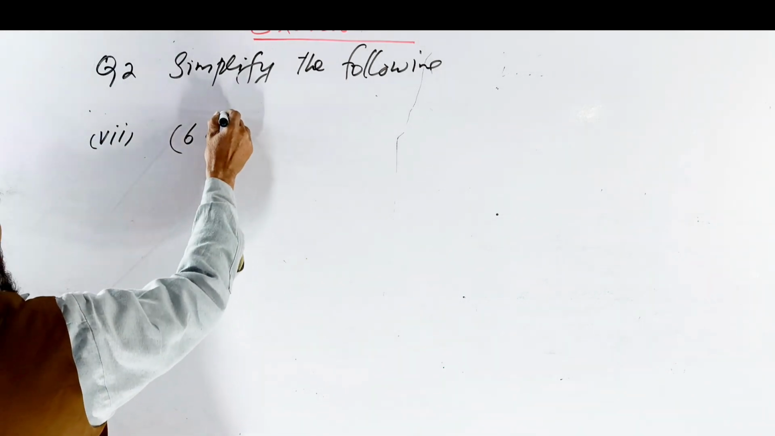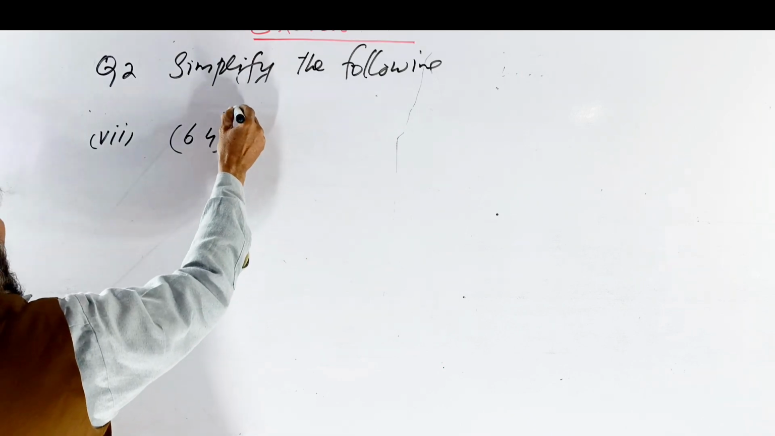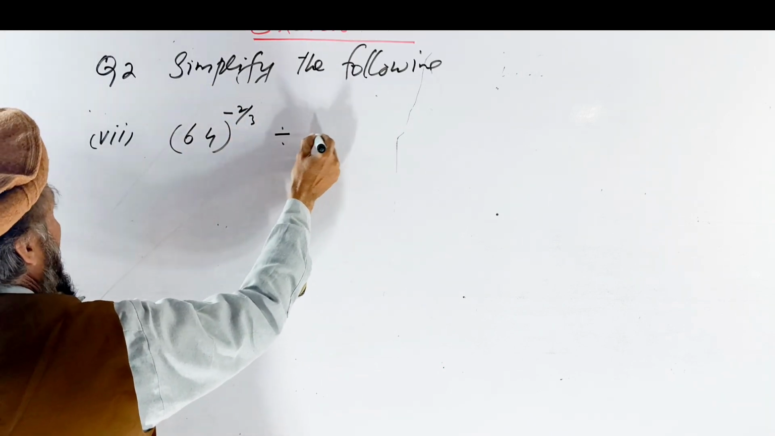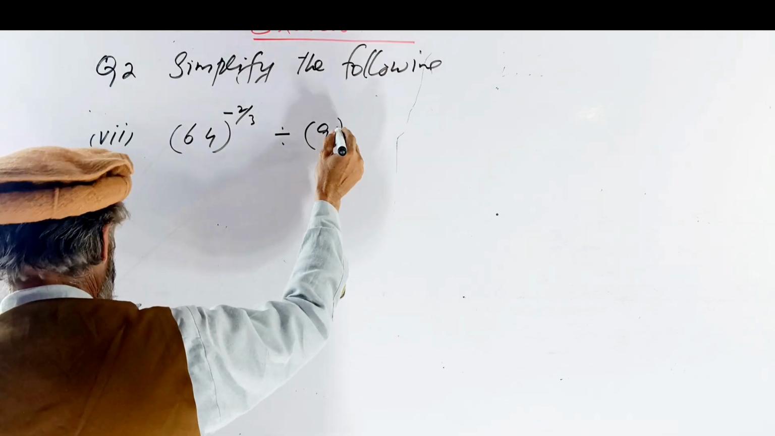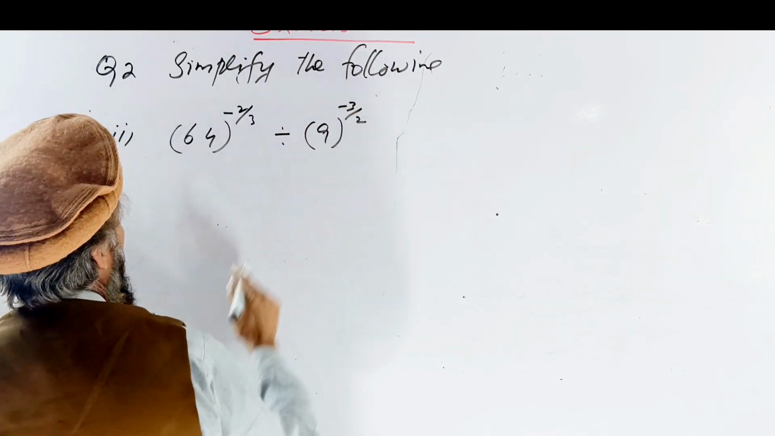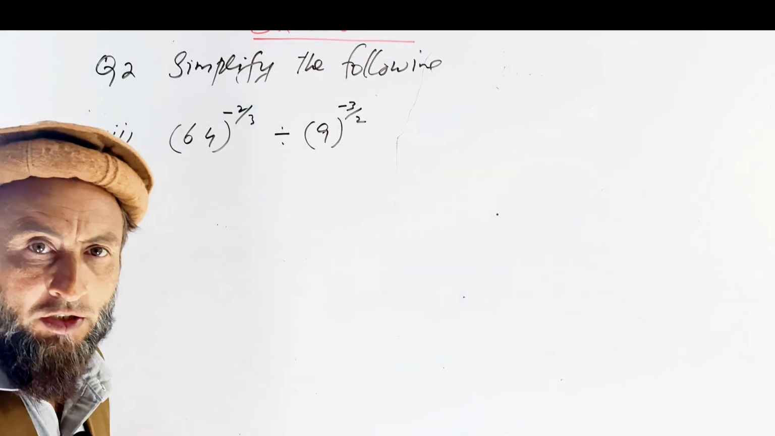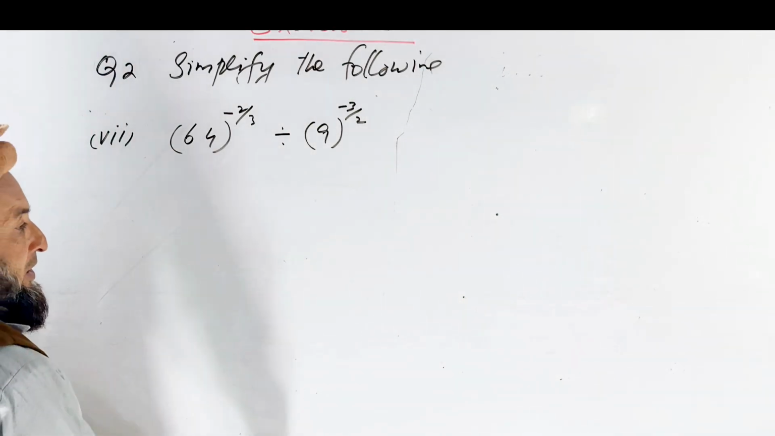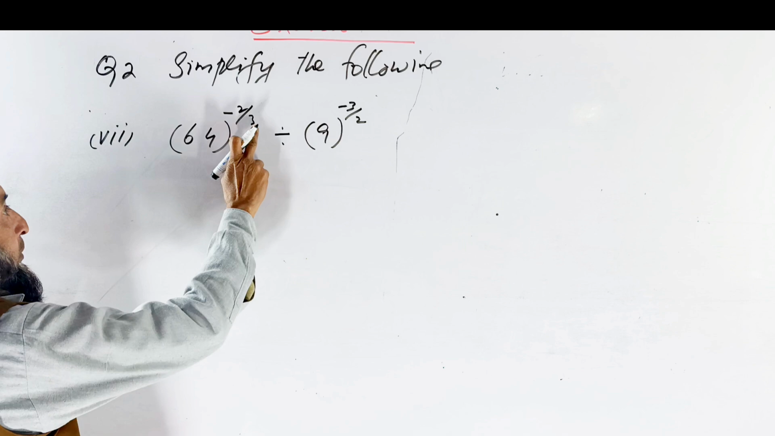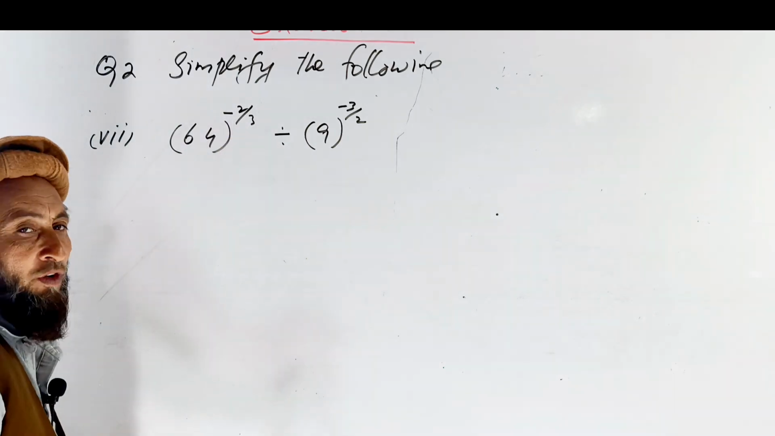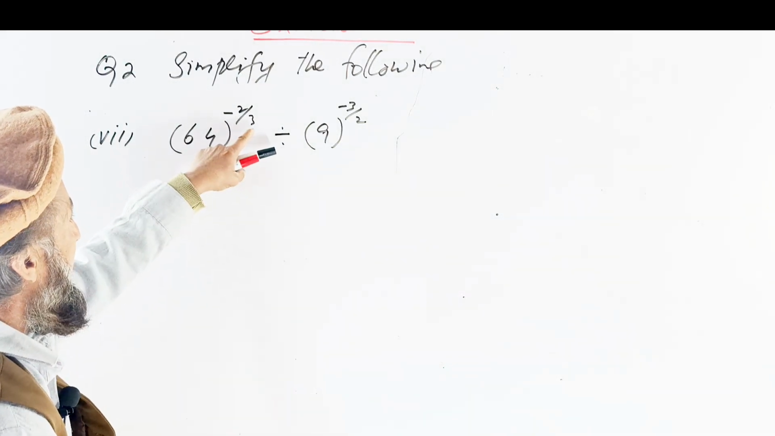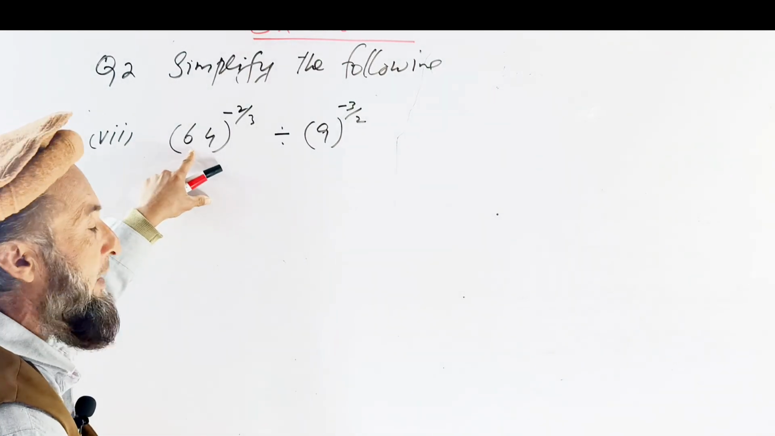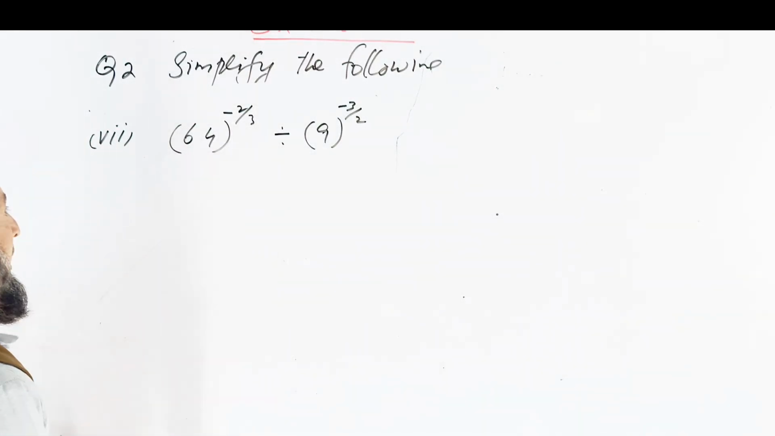64 whole power minus 2 by 3 divided by 9 minus 3 by 2. Look here, dear students, first of all I have discussed in fractions you will check the formation of the denominator. Here is 3, it means some integer is available. If we multiply 3 times, we get the answer.